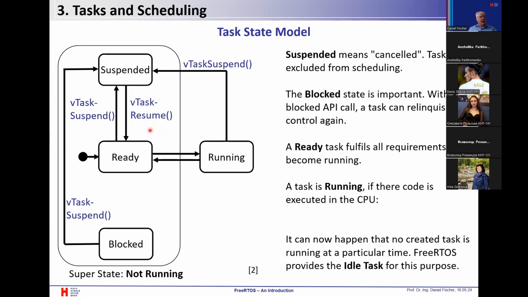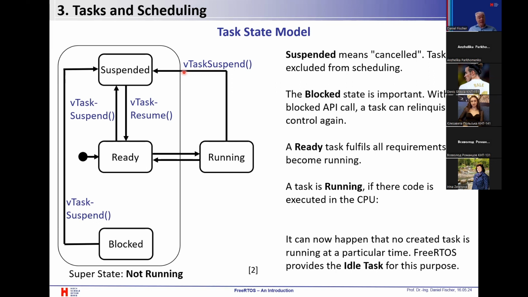Here you can see the API functions, also very useful. Task, task suspend. Has anybody an idea what the V means here? The first character, maybe you can write this into the chat. What could be this V at the beginning of the API function? What is the meaning of this? Has someone an idea?